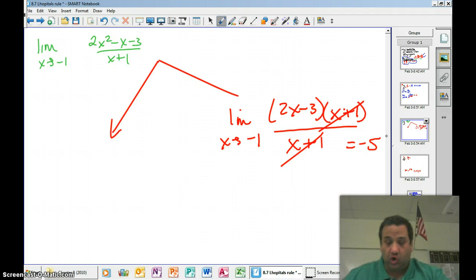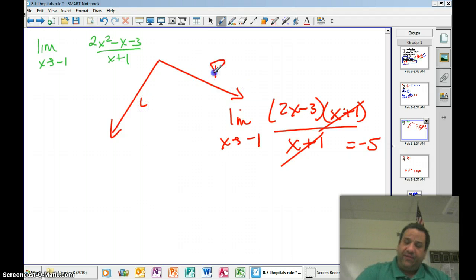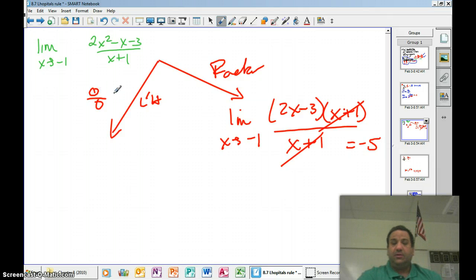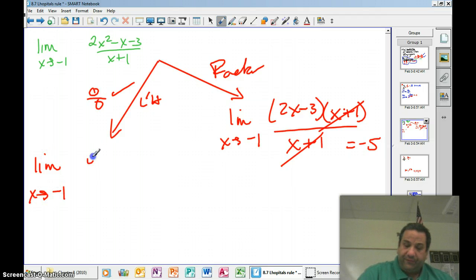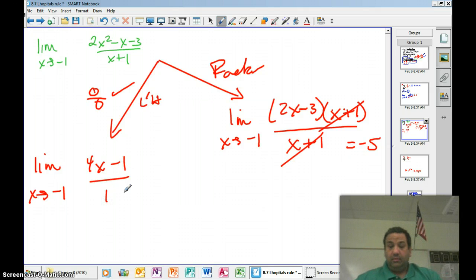So now, instead of the factor way, we're going to use L'Hôpital's rule here. Let's make sure we can use it. We get 0 on the bottom and 0 on the top. It's okay to use L'Hôpital's rule. So let's try it out. L'Hôpital's rule says take derivatives. The limit as x goes to negative 1 of 4x minus 1 all over 1.